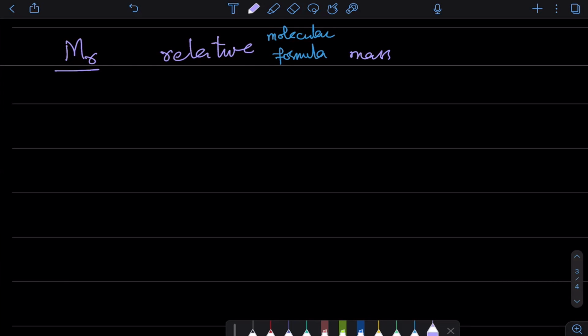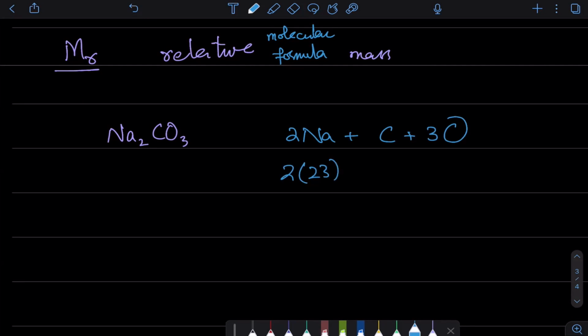So we'll make a list of all the atoms that are there, and then we'll add everything up. So Na2CO3, for example. Okay. So I'm going to make a list of this. So 2Na plus C plus 3 oxygen. So 2 times 23 plus 12 plus 3 times 16. Okay, so these numbers, I'm getting them from the periodic table. In O levels and IGCSE, we use the values where the maximum is chlorine's 35.5, given to 1 decimal place, and everything else we use as whole numbers. In A levels, we use them to 1 decimal place for all of them.